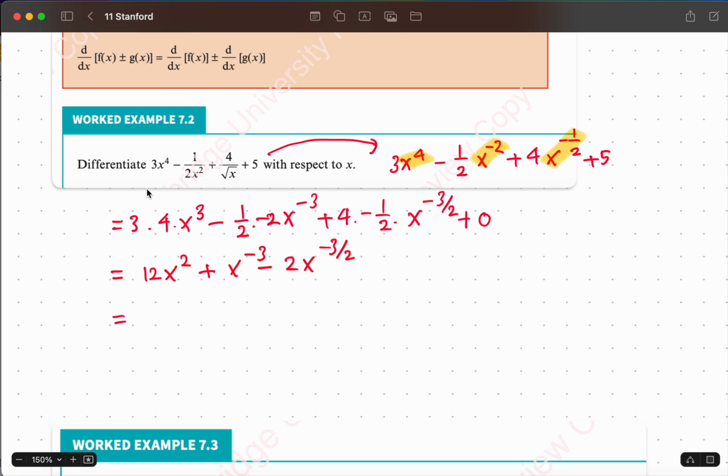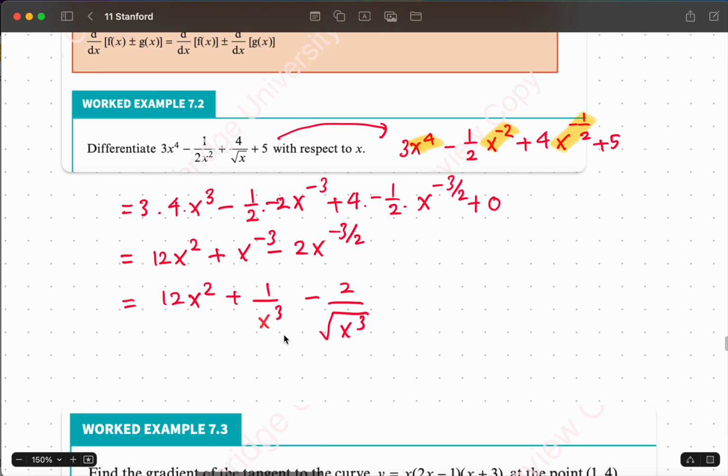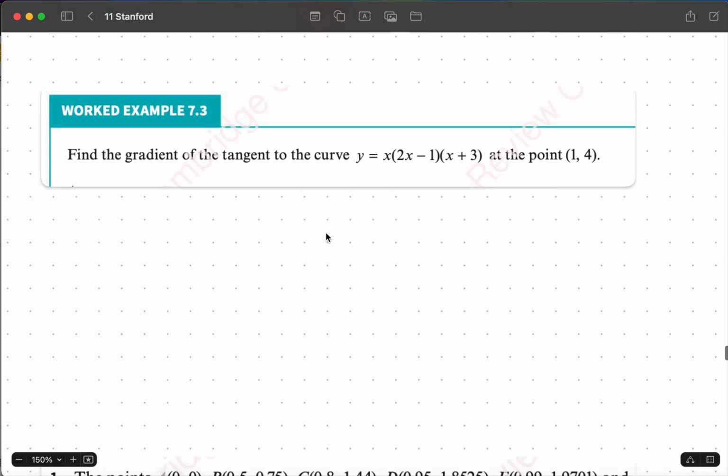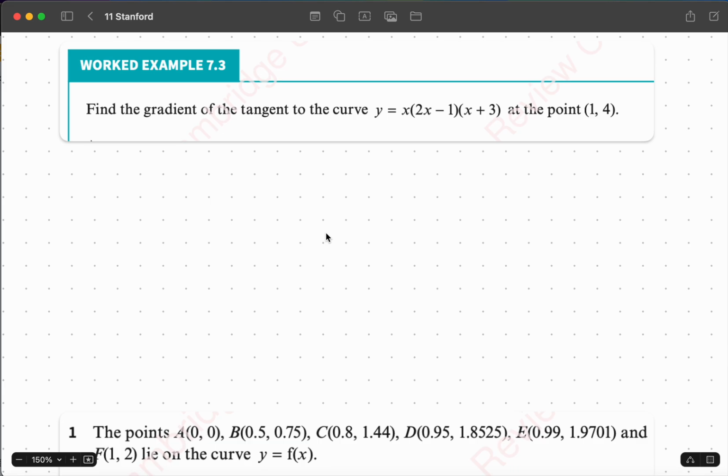If you want to make it a fraction again, we can write it like this, because it's x to the power of minus 3, it will be 1 over x cubed, minus 2 over x to the power of 3 over 2, like that, guys. Okay, so that is how to differentiate this kind of function. Okay, let's move to the worked example.